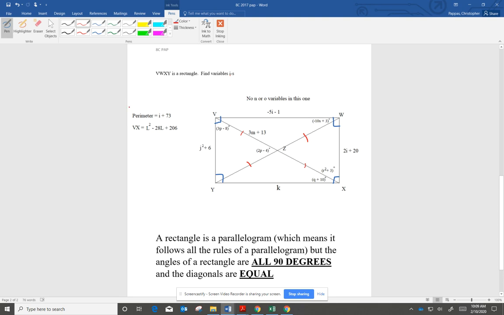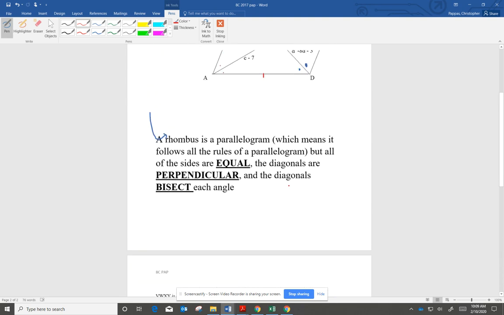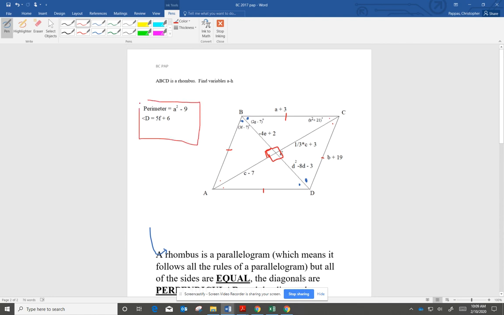Just don't forget about the information we have off to the side here on both the rhombus and the rectangle. And this is our work for today during our flex day, and it will be checked as homework tomorrow. Any questions, please stop in.